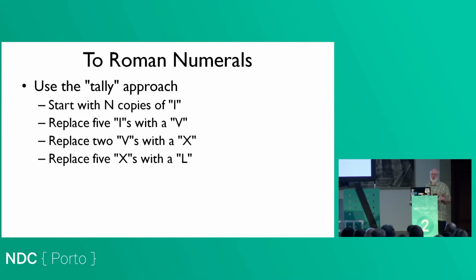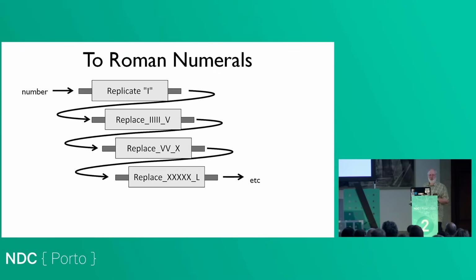And 5 X's is going to be an L, and so on and so forth. So literally I'm going to do search and replace. That's my algorithm. So in a pipeline model, this is what it looks like. I start by making 42 copies of the I, and then I just go through each replacement step in turn in the pipeline. So that's my algorithm.